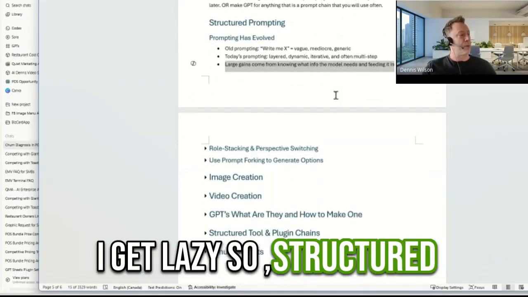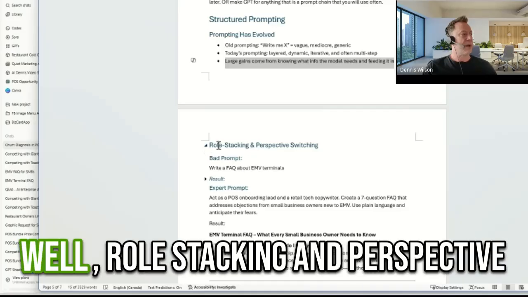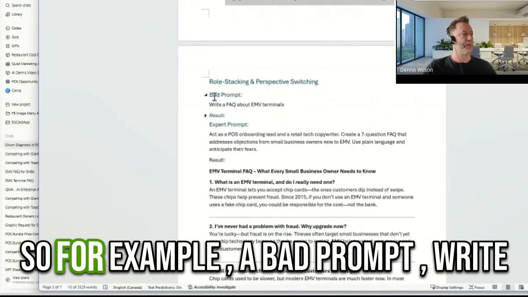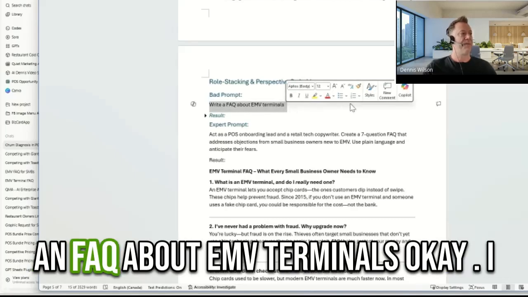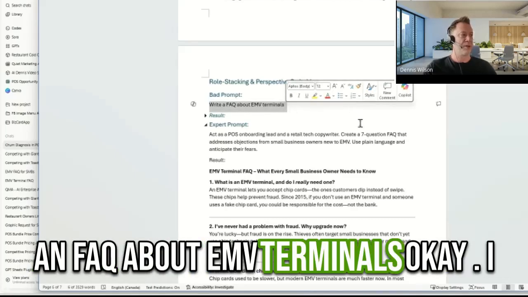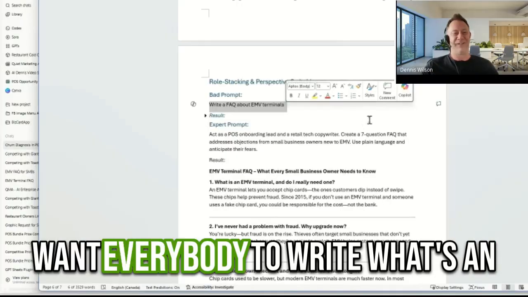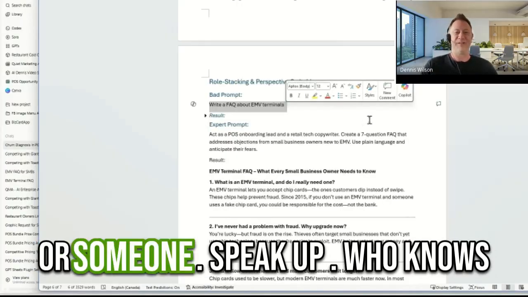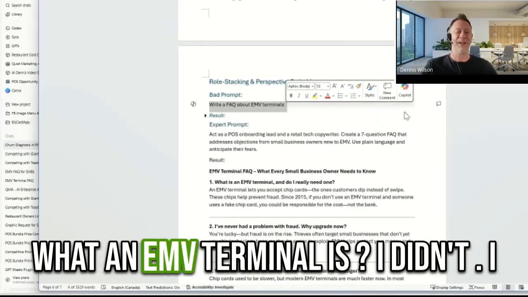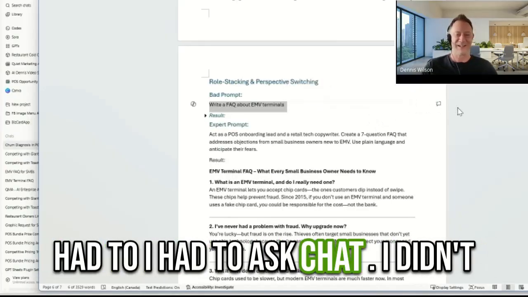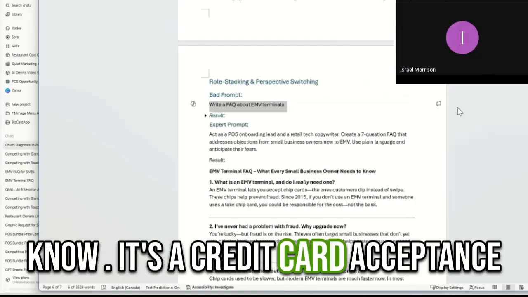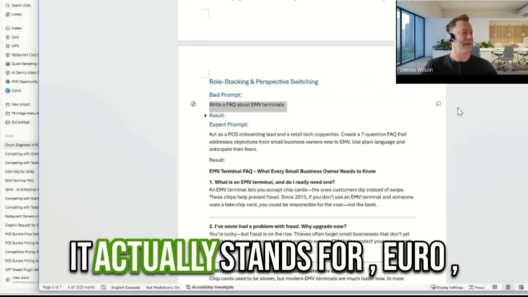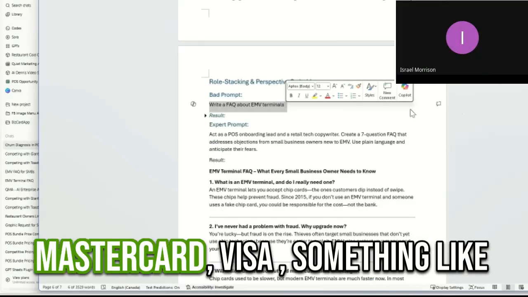So structured prompting. What does this mean? Well, role stacking and perspective switching is one of the best things. For example, a bad prompt: write an FAQ about EMV terminals. Okay, I want everybody to write what's an EMV terminal. Or someone speak up. Who knows what an EMV terminal is? I didn't. I had to ask chat. It's a credit card acceptance machine that takes chips. And it actually stands for... You are a Mastercard, Visa.